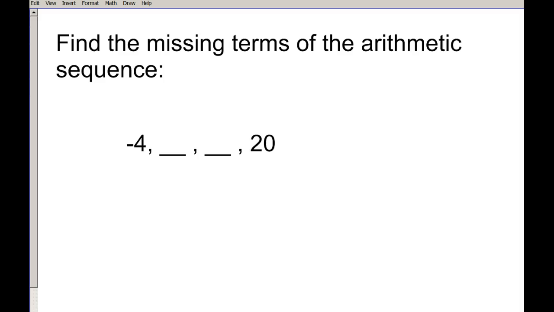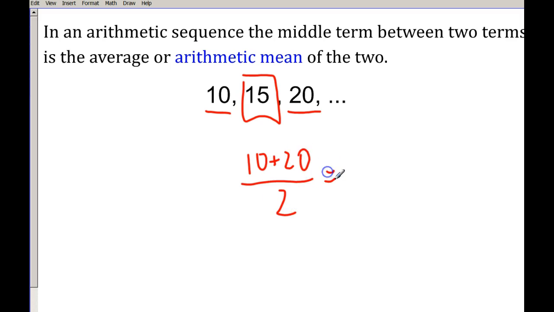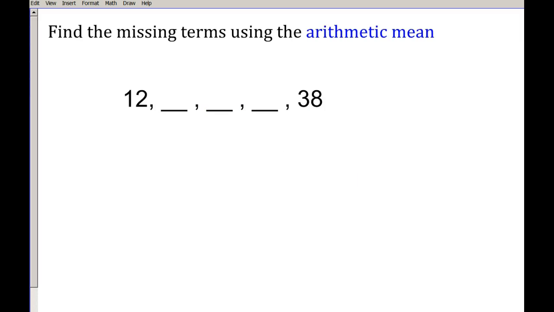Okay, so this one, if you wanted to do it, is going to be the same as the last one. So let's look at the arithmetic mean. This is kind of an easy concept. So this guy is the arithmetic mean of these two numbers. Basically what that means is you're going to average those numbers to find the middle of the two numbers, and that'll be the arithmetic mean. So if you add up 10 plus 20 and divide by 2, that's how you average numbers. You get 30 divided by 2, which is 15. So that's the arithmetic mean between those two numbers.